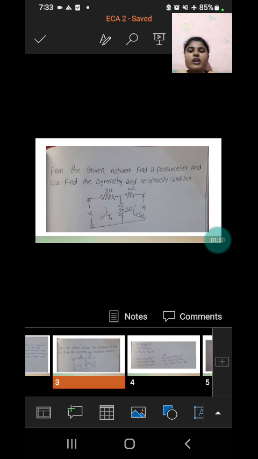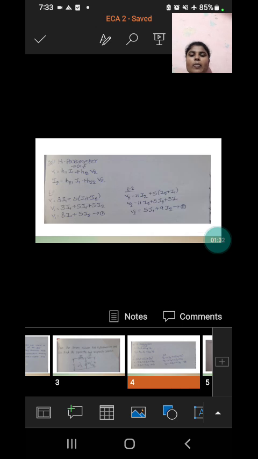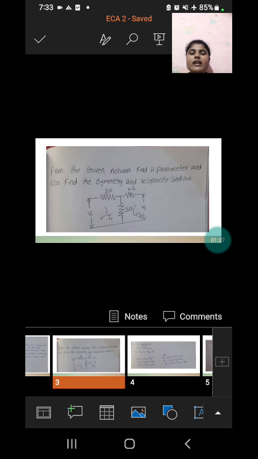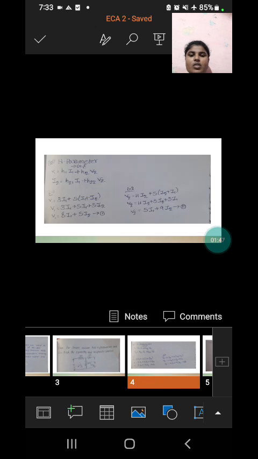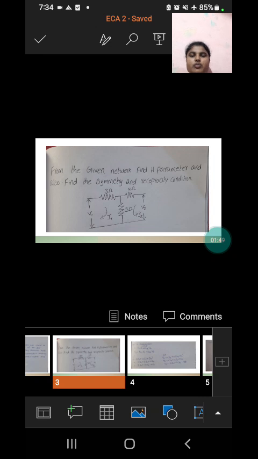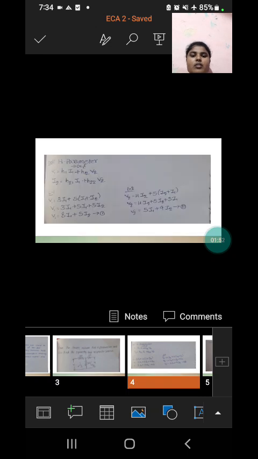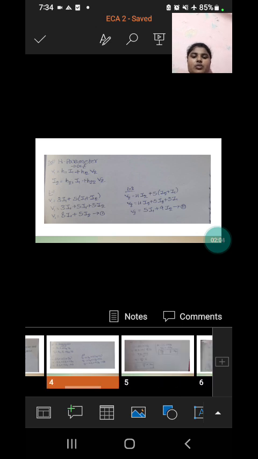3 I1 plus 5 (I1 plus I2). Why do we write I1 plus I2? Because here the loop directions are different, that's why we write plus. When directions are the same, in that case we write minus. Second loop, V2 equals 4 I2 plus 5 (I2 plus I1). Total calculation: V1 equals 8 I1 plus 5 I2 and V2 equals 5 I1 plus 9 I2. These are the two loops.